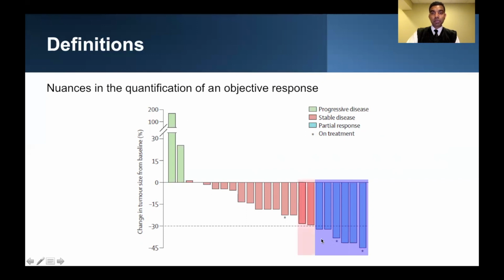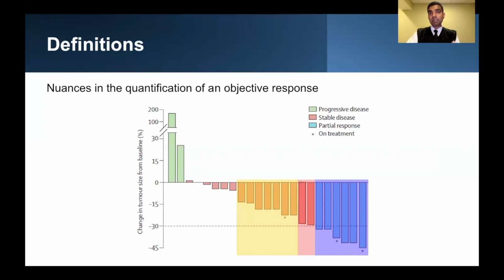However, as you will note, there were individuals who had nearly a 30% decrease, and the difference here might have been a millimeter or two in terms of measuring and quantifying response. And there were several others who had a significant decrease in tumor size. They felt better, their quality of life was better, but it did not meet the criterion for an objective response. So an objective response gives you an idea about the people who will benefit.